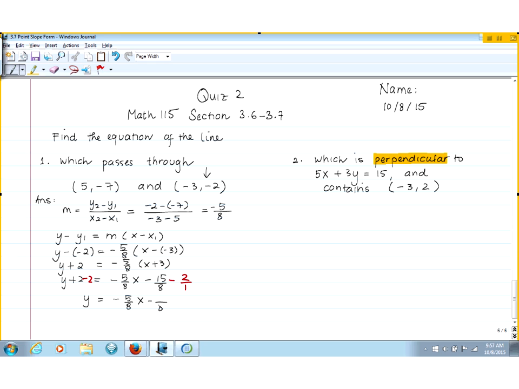Now, what do I do to this? Common denominator, which is 8. Okay. So this is 15. And what about this? Times 8 times 8. So this is 16. Yes. So negative 5 over 8x. What is negative 15 over 8 minus 16 over 8? What is it? Minus 31 over 8. Yes.